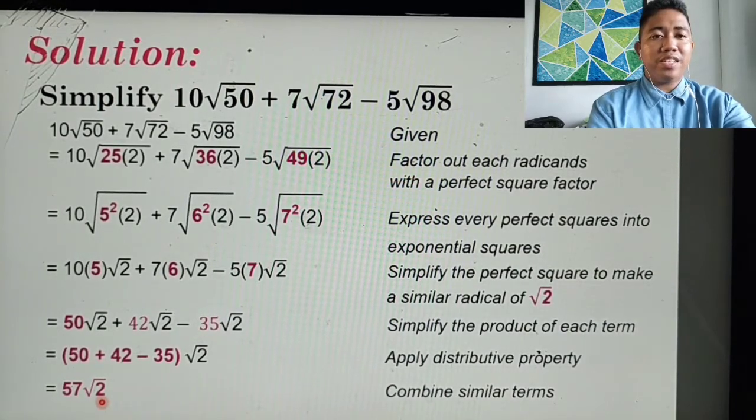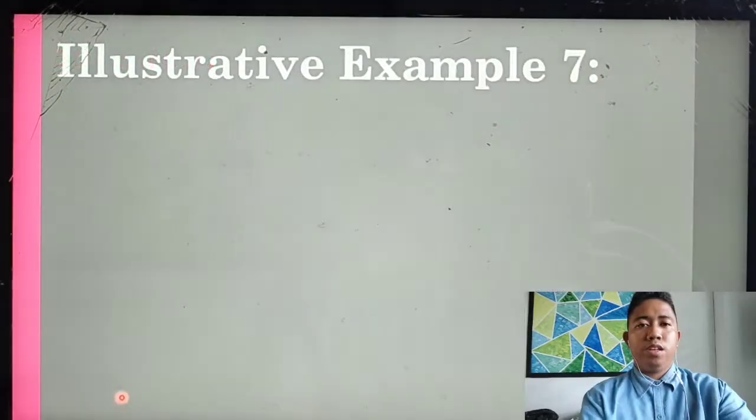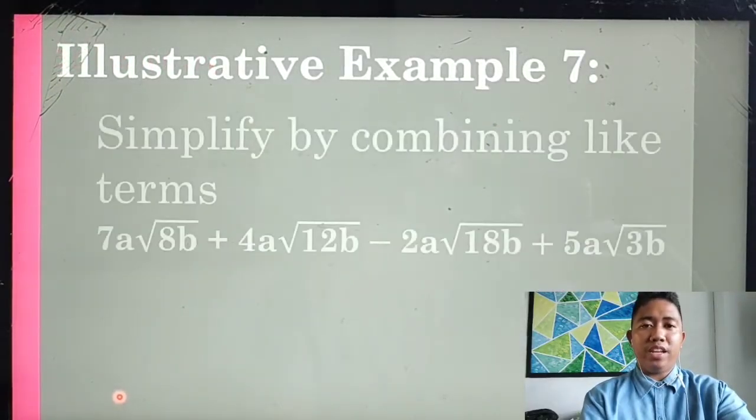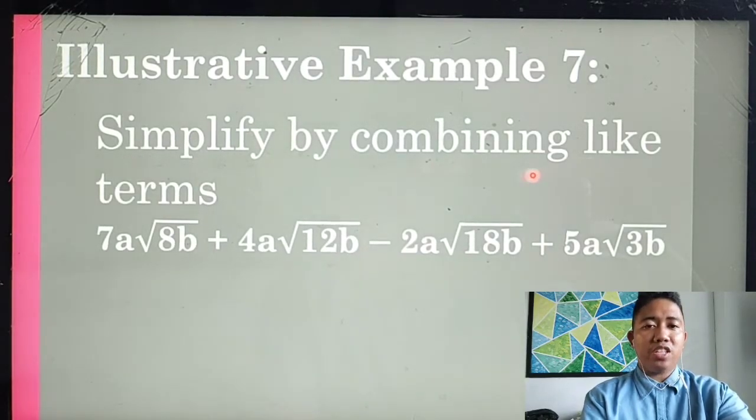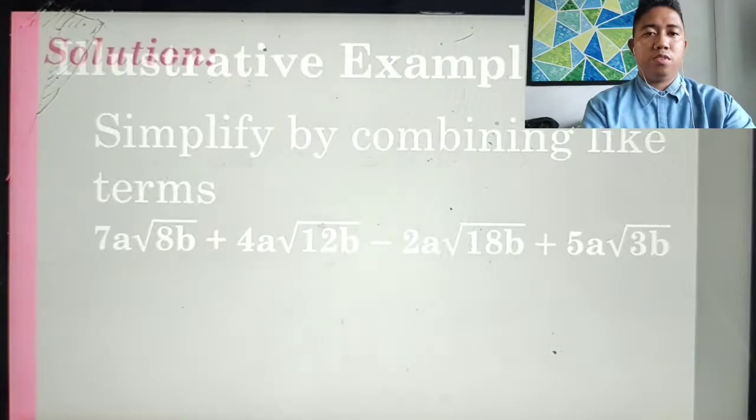So my dear friends and students, let us proceed to the next illustrative example. Illustrative example number 7. Now, how will you simplify by combining like terms? Given 7a times the square root of 8b plus 4a times the square root of 12b minus 2a times the square root of 18b plus 5a times the square root of 3b. To solve this given radical expression by combining like terms, here is our solution.